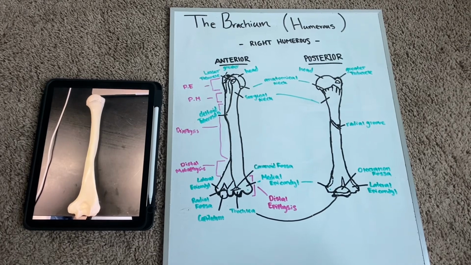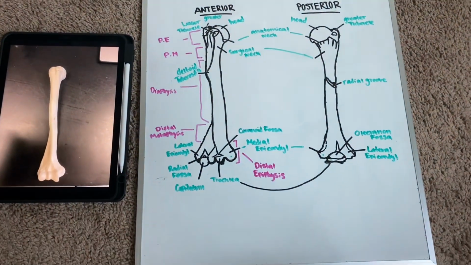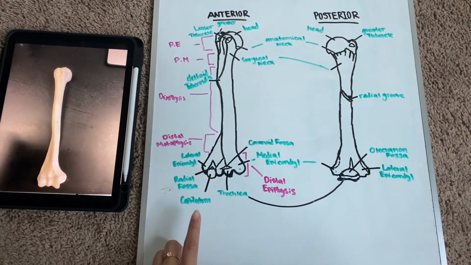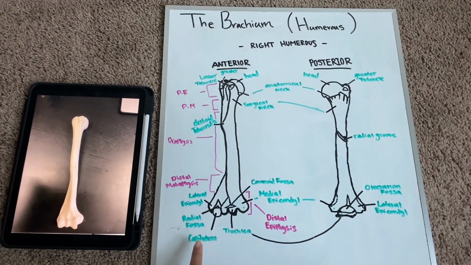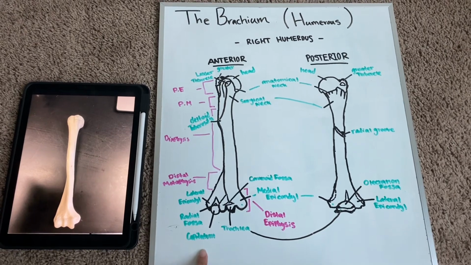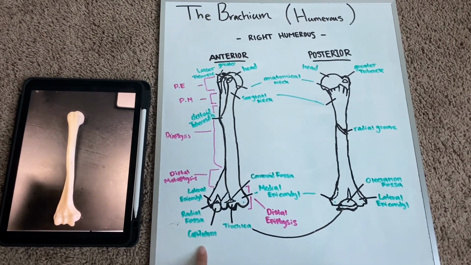Something to note when you're trying to differentiate between right and left is to focus on the capitulum. If the capitulum in anatomical position is facing to the left, then you have a left humerus. If the capitulum is facing on the right in anatomical position, then you have a right humerus.